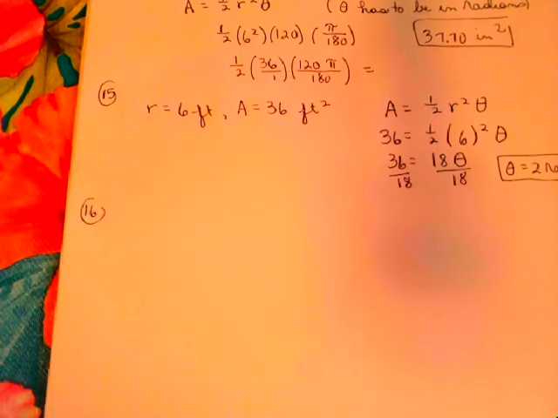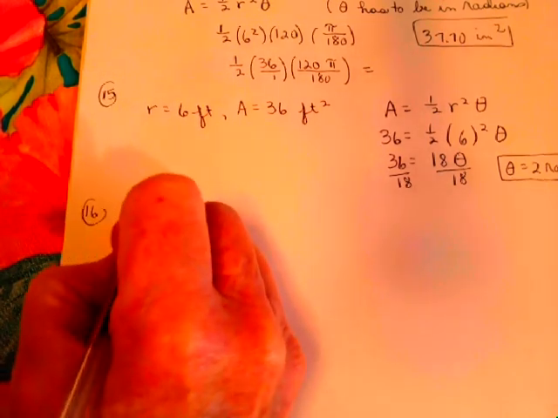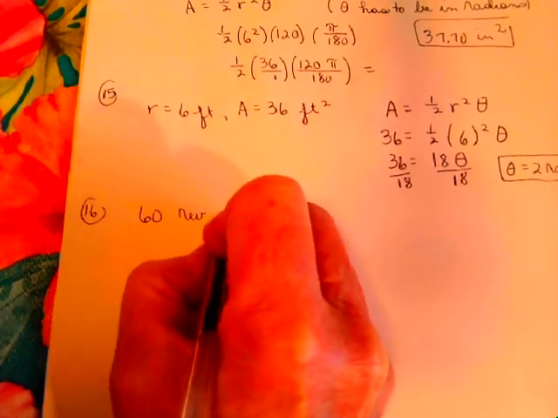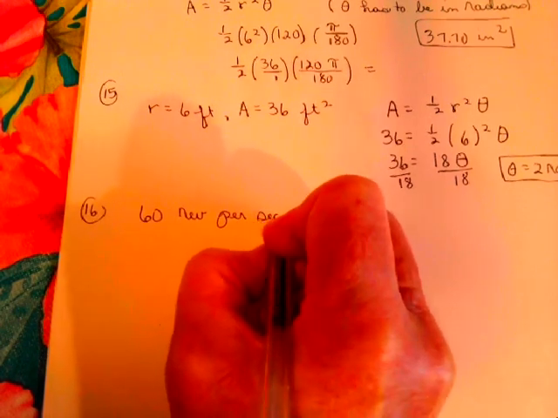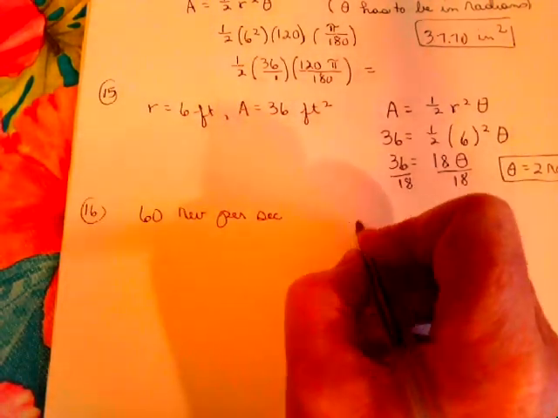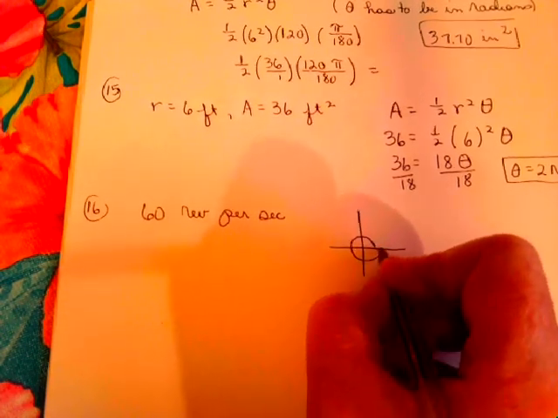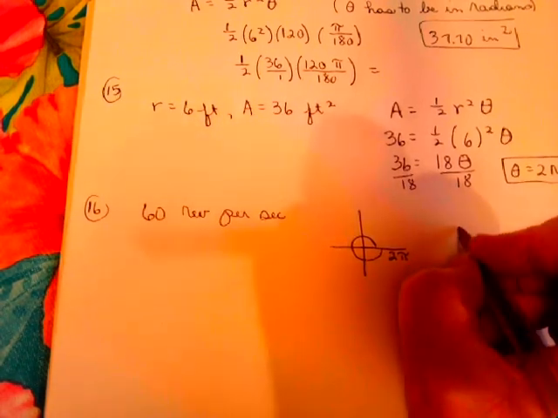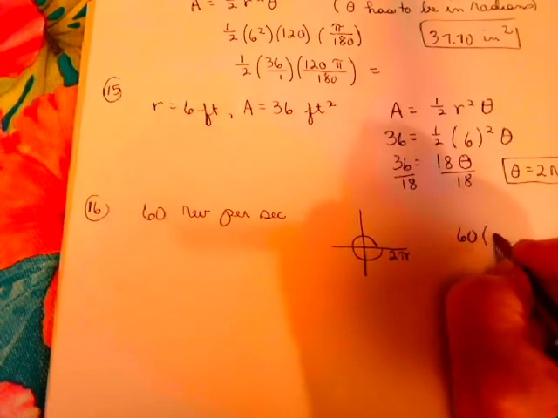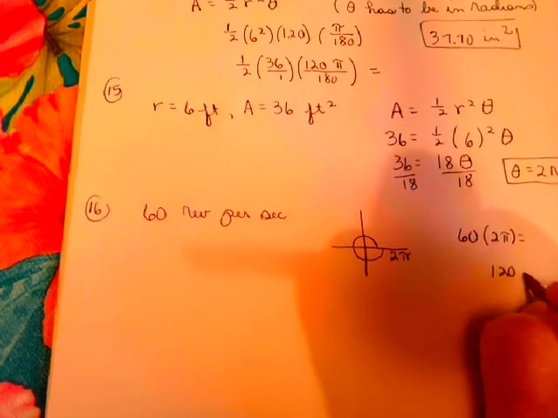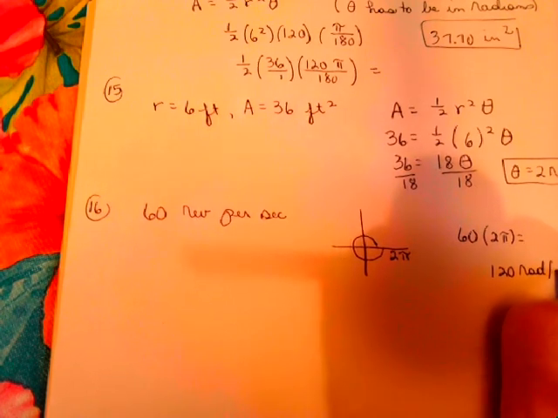Number 16. Express the angular speed in radians per second. They're telling me that we have 60 revolutions per second. They want to know how many radians that is per second. Every revolution equals 2 pi. So 60 times 2 pi gives me 120 radians per second.